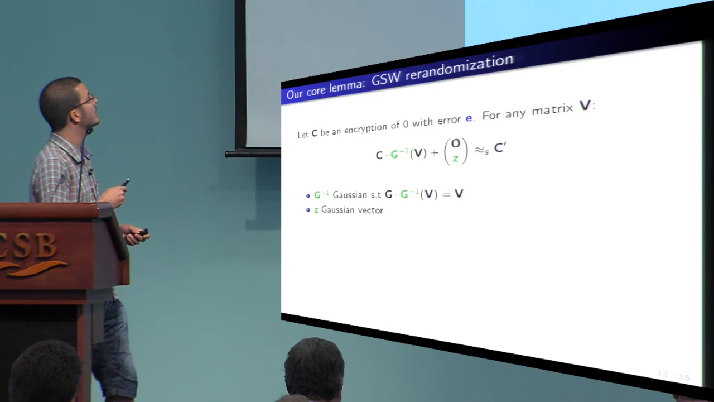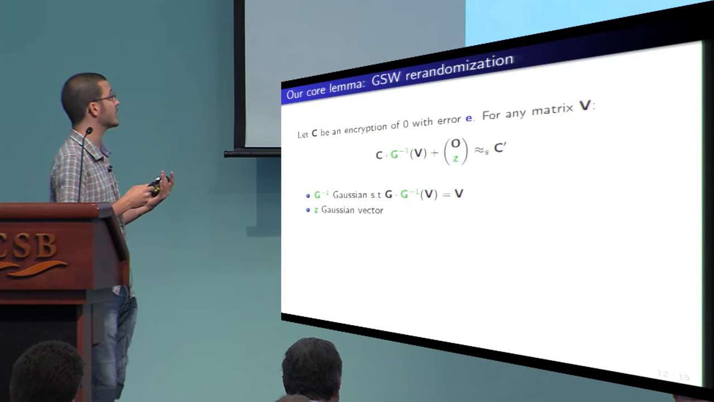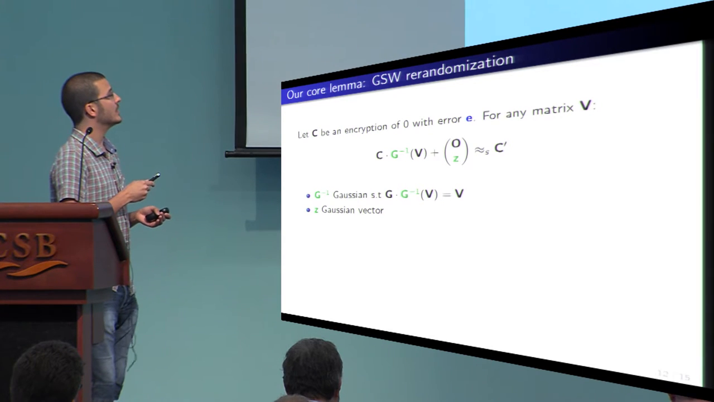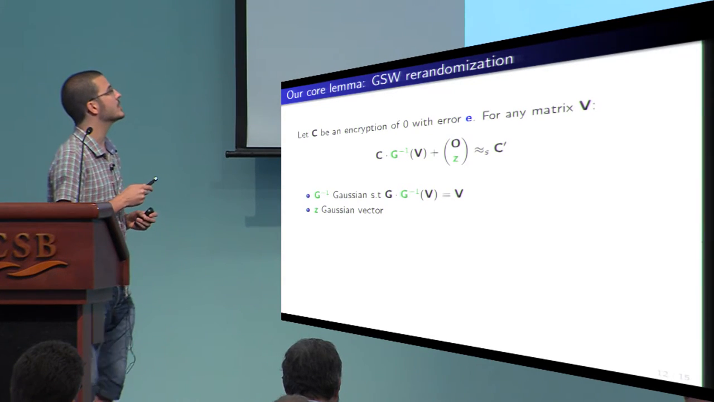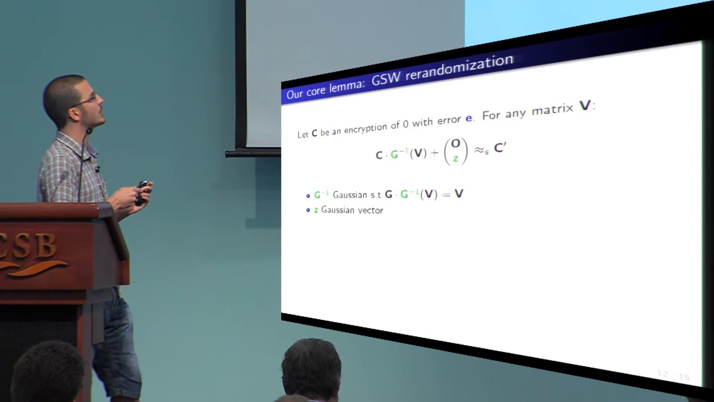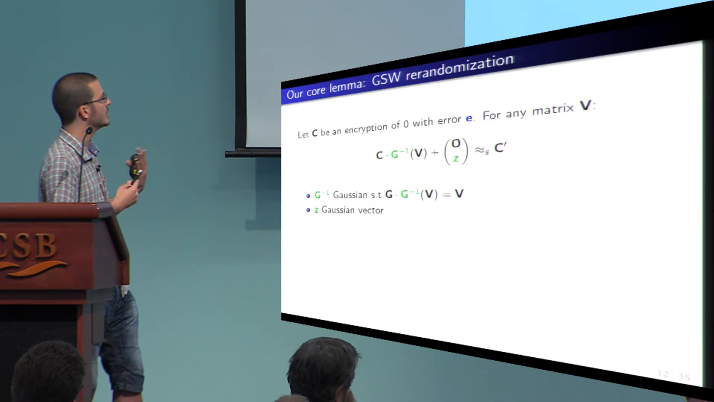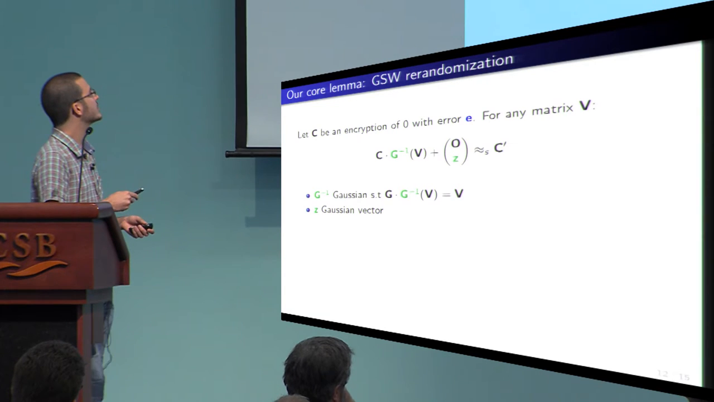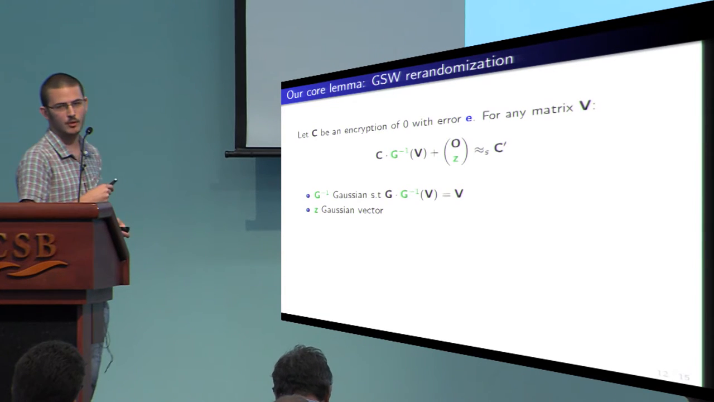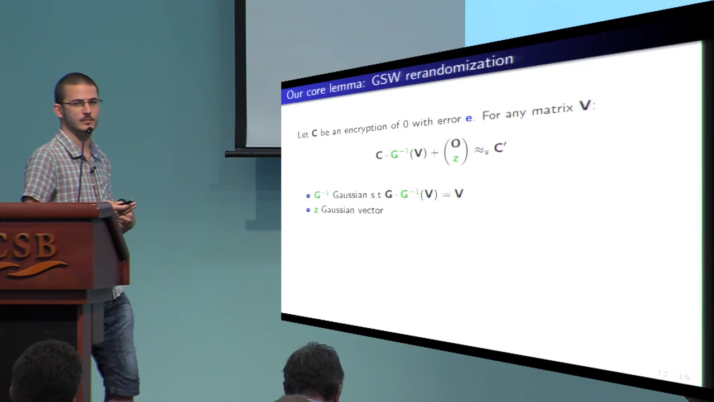So let's say we have an encryption of zero, so just a ciphertext of zero, with an error vector E. Then we show that for any matrix V, just any matrix, if we do C times G^{-1}(V) plus 0 times Z, it is statistically indistinguishable from C prime. I will explain what everything is. So first, observe that G^{-1} is no longer blue, it's green, which means that G^{-1} now has to be a Gaussian.